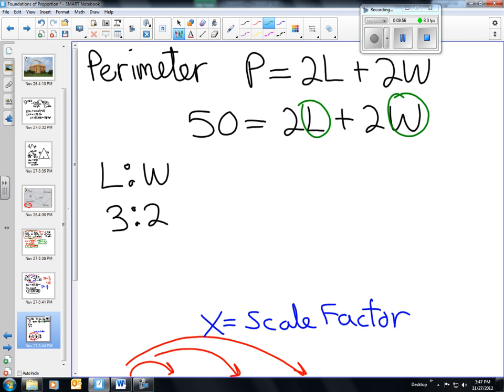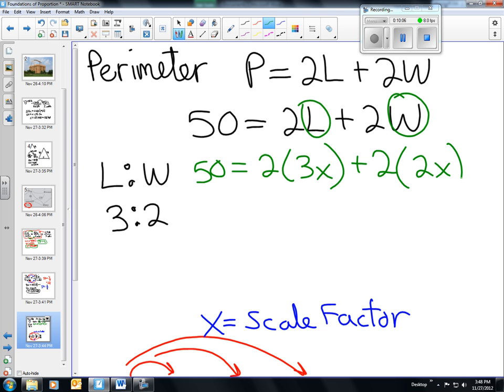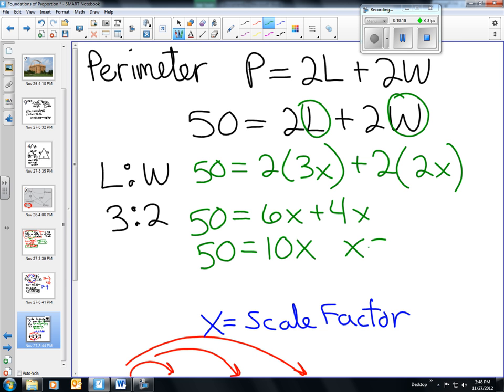So here we can say 50 equals 2 times 3x, because that's the length ratio, plus 2 times 2x, because that's the width ratio. And then we're going to solve the equation for x. So we have 6x plus 4x, 50 equals 10x, and then x equals 5 here. So the scale factor in this case is going to be equal to 5.